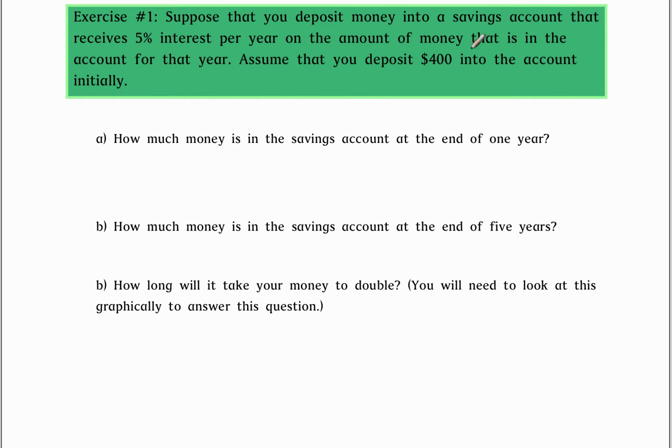So here's exercise 1. Suppose you deposit money into a savings account that receives 5% interest per year. So right now I'm going to drag this out, and I know P is 5%. The amount of money that was in the account, assume you deposited $400. Well, that's your initial investment. Q sub 0 is $400. How much money is in the savings account at the end of 1 year?